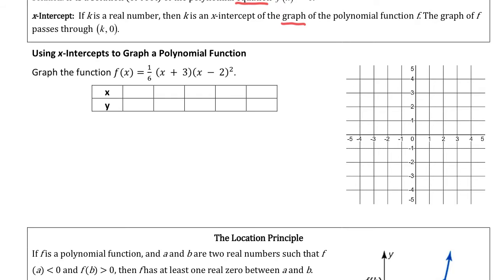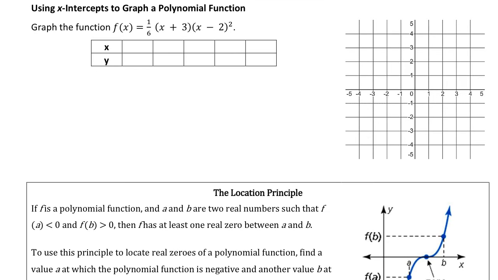So example 1 does a good job to talk about intercepts to help us graph a polynomial. What I'm going to start with is understanding the x-intercepts of this function, which are -3 and +2. And if you remember from the last couple lessons, 2 is a repeated solution. Okay? 2 is a repeated solution. So first I'm going to graph my intercepts.